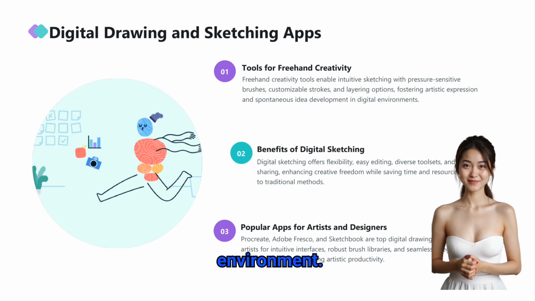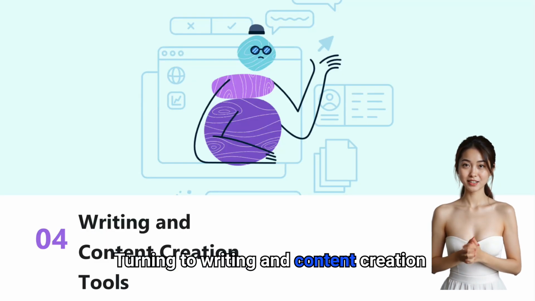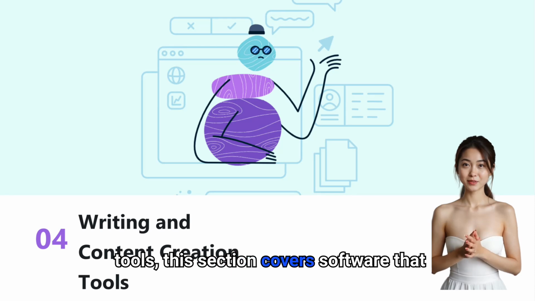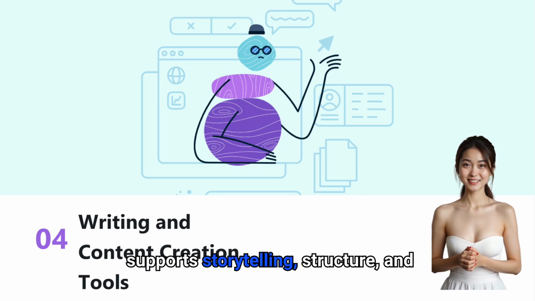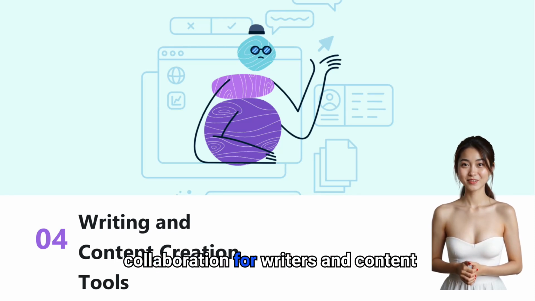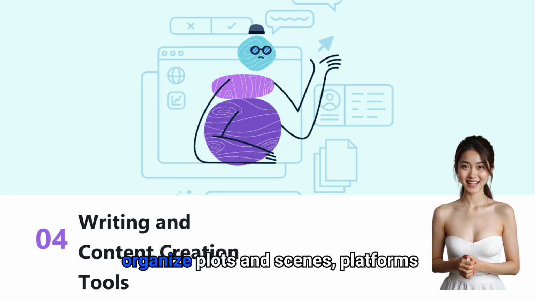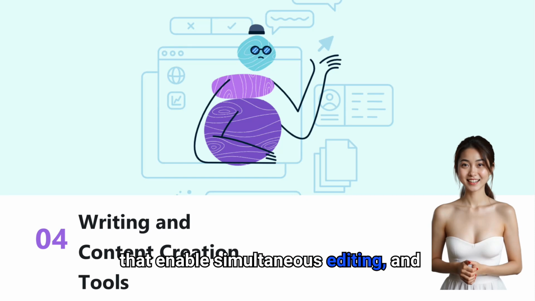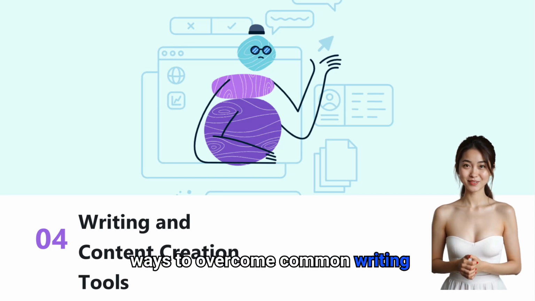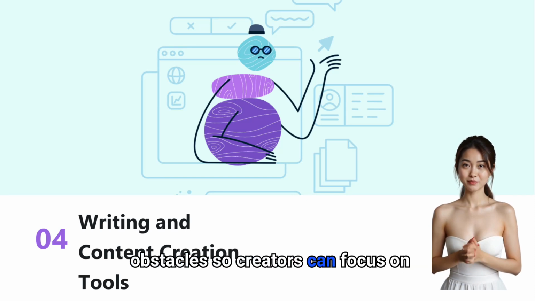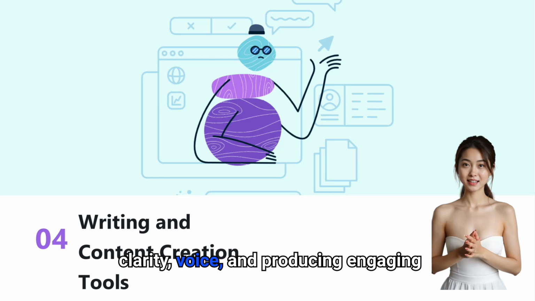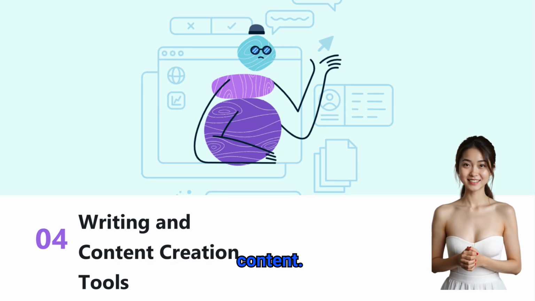Turning to writing and content creation tools, this section covers software that supports storytelling, structure, and collaboration for writers and content teams. We'll discuss tools that help organize plots and scenes, platforms that enable simultaneous editing, and ways to overcome common writing obstacles so creators can focus on clarity, voice, and producing engaging content.